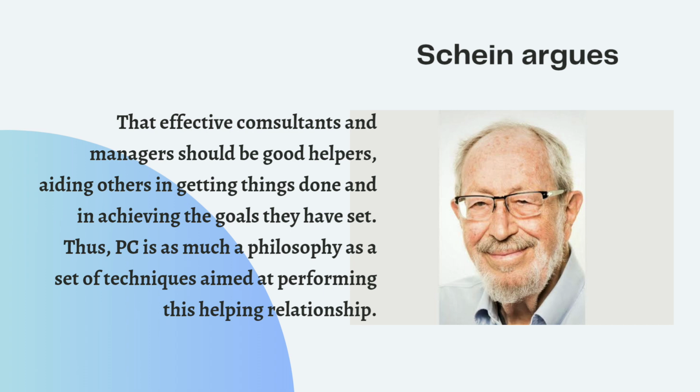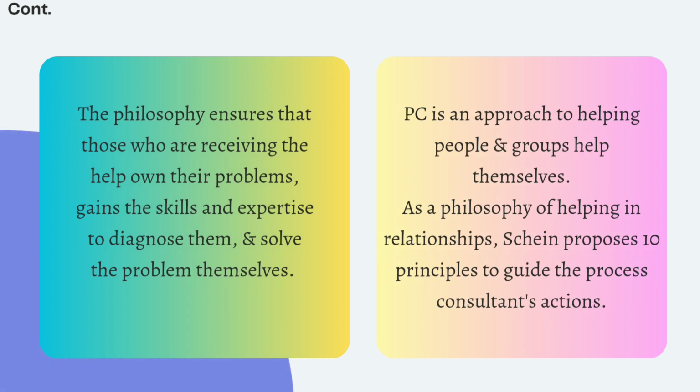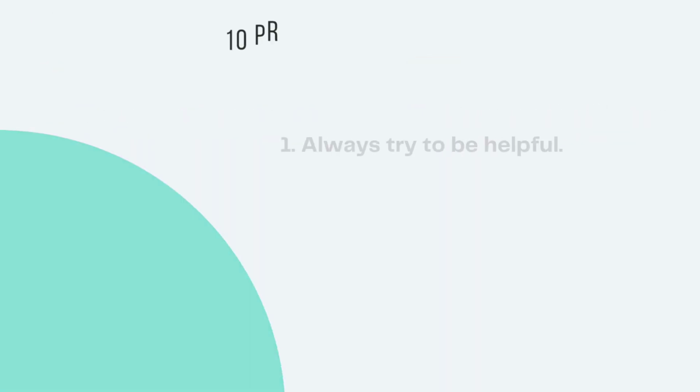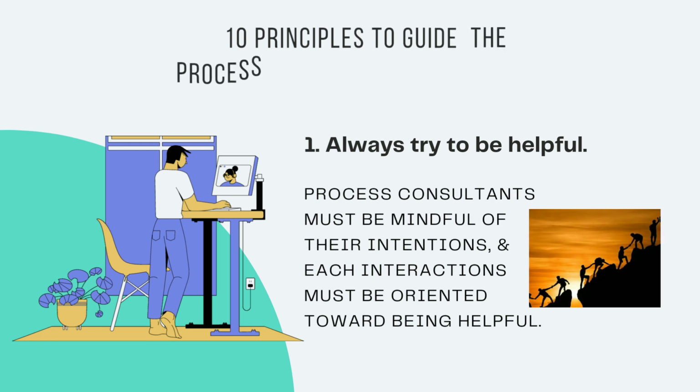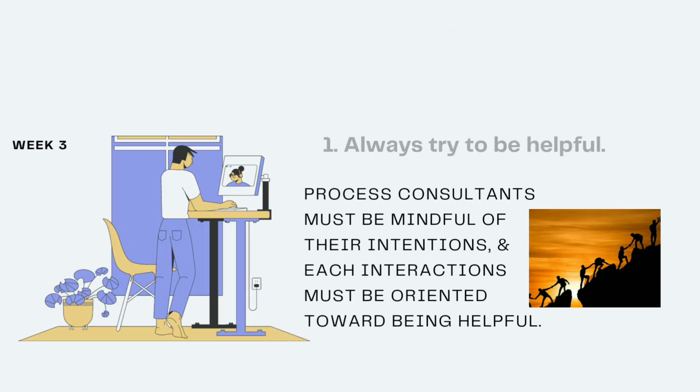Thus, PC is as much a philosophy as a set of techniques aimed at performing this helping relationship. The philosophy ensures that those who are receiving the help own their problems, gain the skills and expertise to diagnose them, and solve the problem themselves. As a philosophy of helping relationships, Schein proposes 10 principles to guide the process consultant's action. 1. Always try to be helpful. Process consultants must be mindful of their intentions, and each interaction must be oriented toward being helpful.